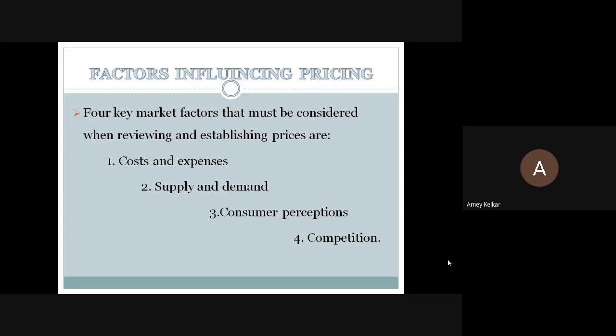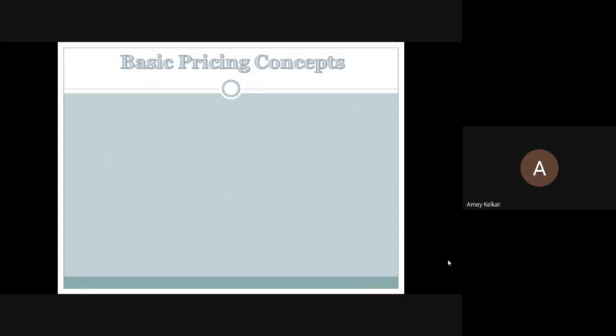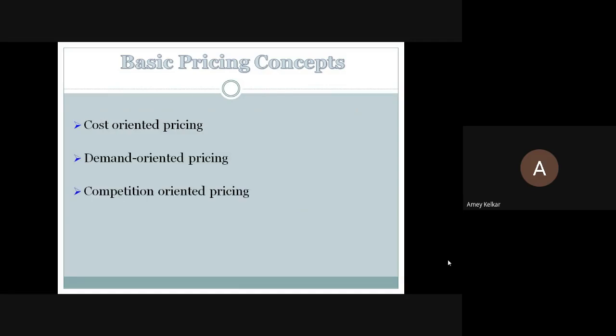Okay, so this is a generalized principle which will be applied for various things going in and around. So these are the factors which will influence pricing. Now, basic pricing concepts. Cost oriented pricing will be there, demand oriented pricing, competition oriented pricing, other pricing methods. Cost oriented pricing is the one wherein you are much bothered about the costs of your inputs. Demand oriented pricing depends on the demand. Demand is more, supply is restricted, increase the prices. Demand is less, supply is more, reduce the prices.